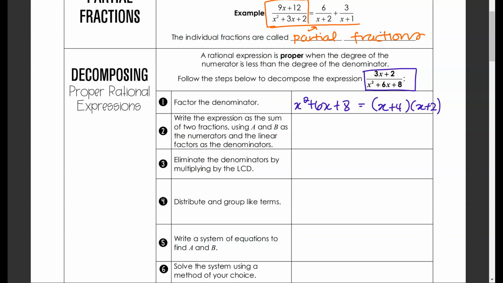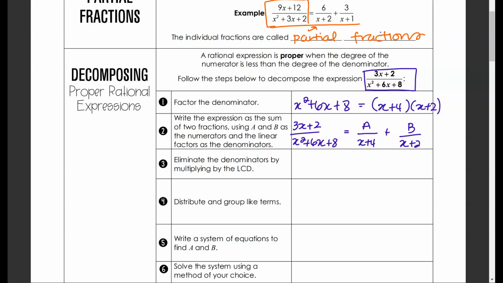So now we want to write the expression as the sum of two fractions. So here's our original expression. We're going to write that as the sum of two fractions, using the factors as the denominators, so I have x plus 4 and x plus 2. And then I'm going to write A and B as the numerators. That's what we're trying to figure out, what they are, A and B.